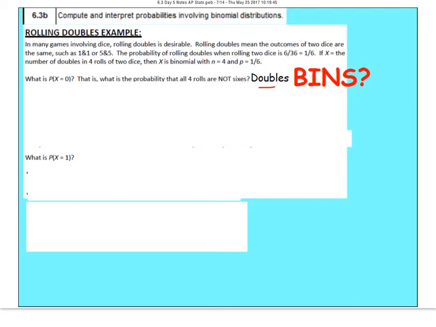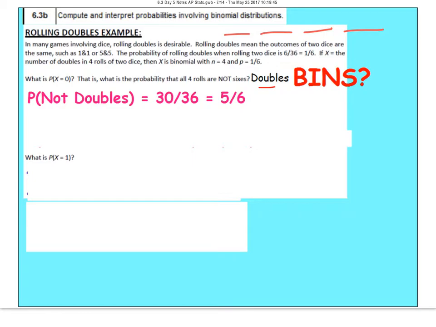So let's do this. To figure it out, we want to find the probability, it says here, of X being 0, which means what's the probability that you don't get doubles? Well, you can think through that. The probability that you don't get doubles is 30 out of 36, or 5/6 of the time you don't get doubles. So that's in one roll. But what about if you do it 4 times?